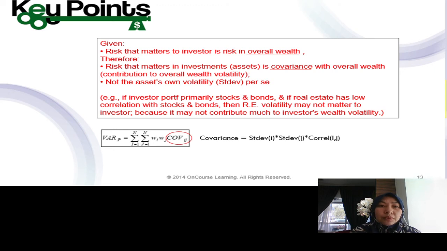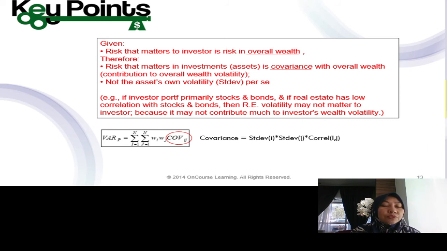Okay, so the key point here is that the risk that matters to an investor is the risk in overall wealth. It is not the risk of an individual investment instrument. It is the overall portfolio. Therefore, the risk that matters in an investment asset is its covariance with overall wealth, its contribution to overall wealth volatility, so not the asset's own volatility.